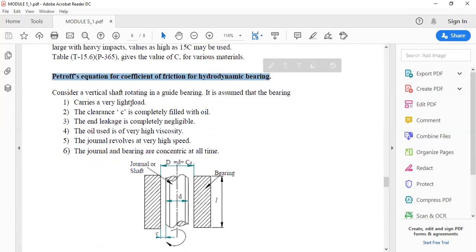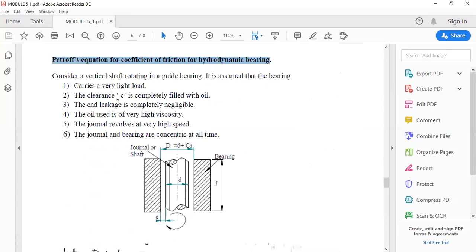The next important thing is the derivation of the bearing equation, that is the coefficient of friction equation, which is also called Petrov's equation. There are two equations related to the coefficient of friction, COF. One is Petrov's equation, and another is Mackey's coefficient of friction. Using Petrov's equation, there are some equations based upon Petrov's theory. What does Petrov's theory say?